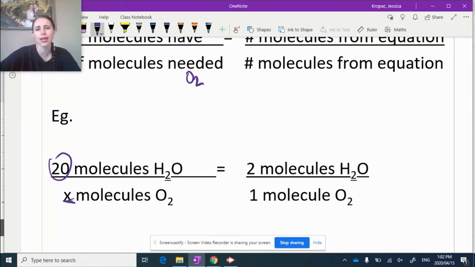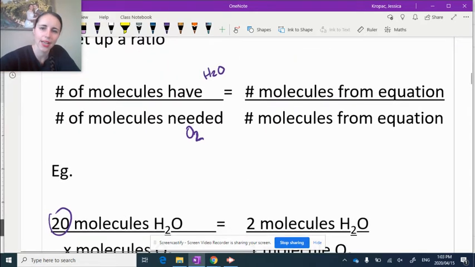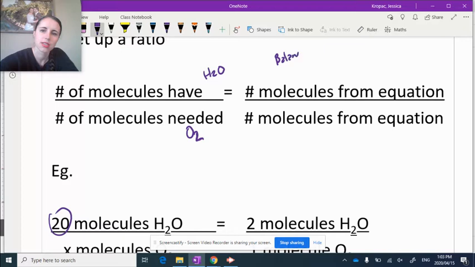We're also going to go back and we're going to look at our balanced chemical equation, because remember, on this side, we're looking at our balanced equation.